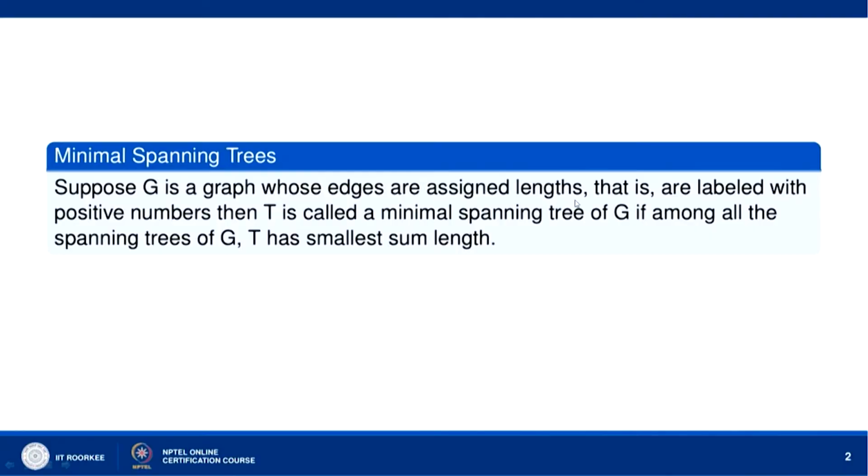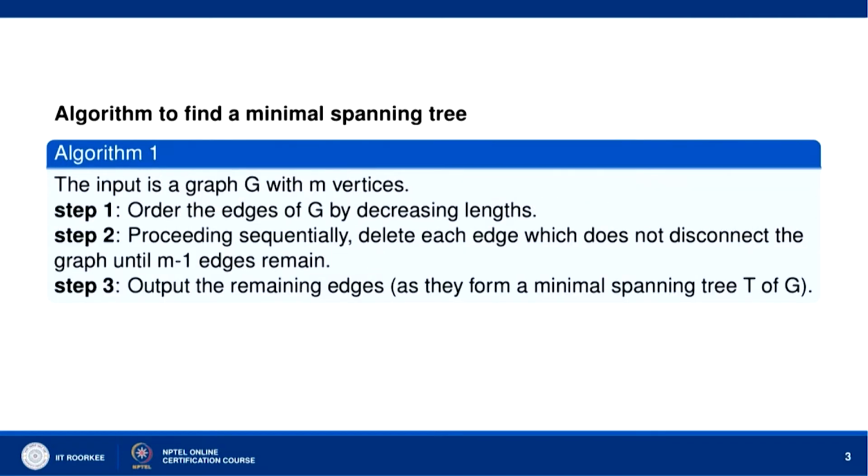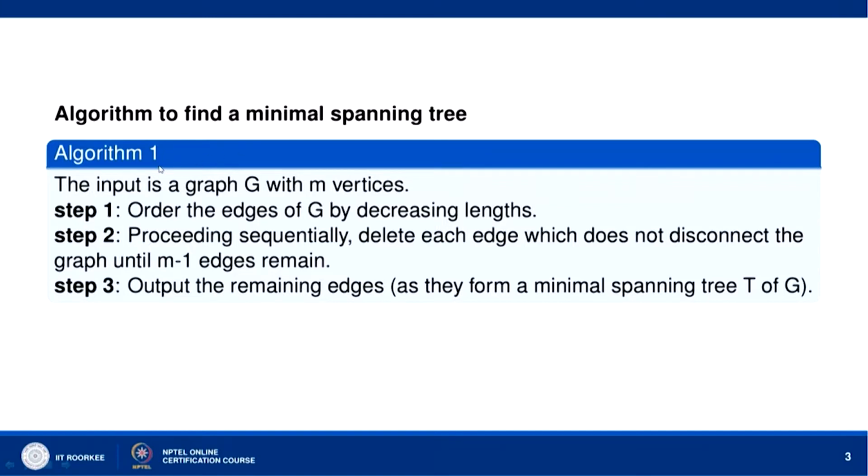Now, suppose G is a graph whose edges are assigned lengths, that is, are labelled with positive numbers. Then T is called a minimal spanning tree of G if among all the spanning trees of G, T has the smallest length sum. The sum of lengths of the edges of T is the smallest. So, we are going to discuss two algorithms by which we can determine the minimal spanning tree. Now, let us discuss the first algorithm.